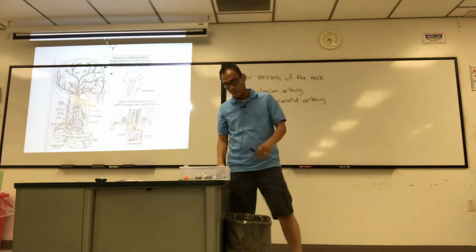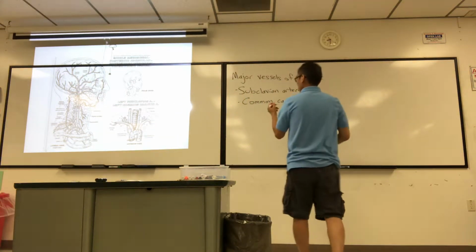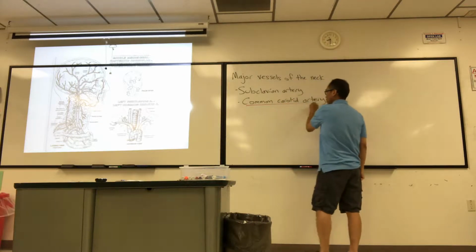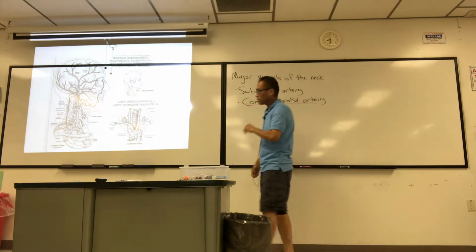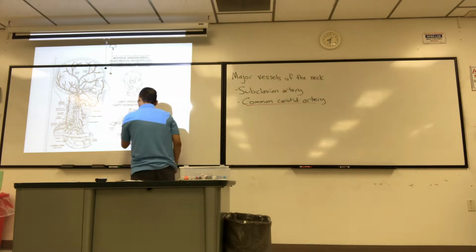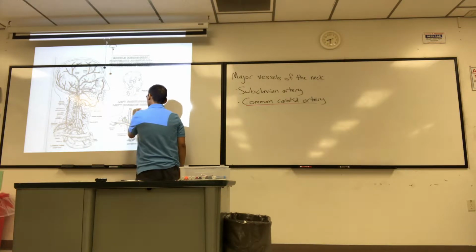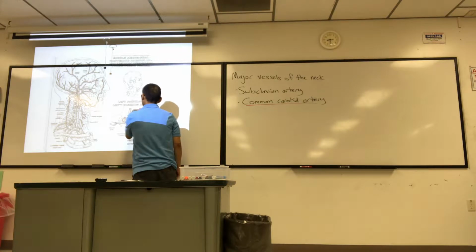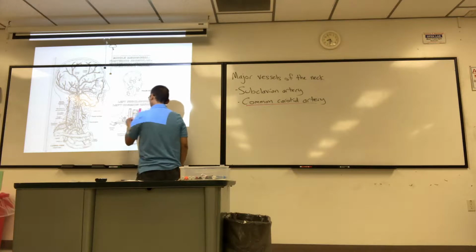Common carotid artery. You should already know that one from the heart. On the left side, it branches right off the aortic arch. On this little picture, it's right here. So that's the left side.